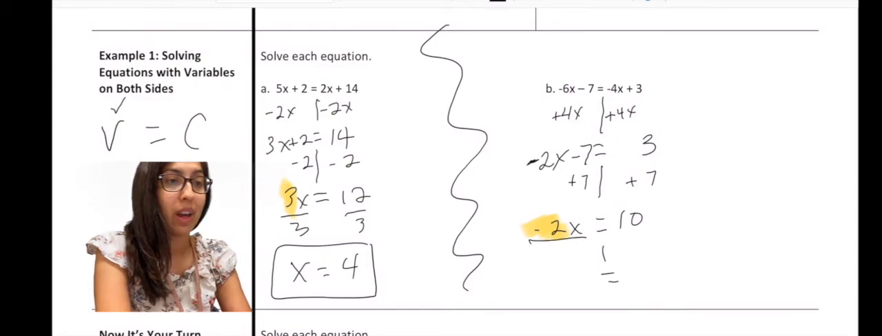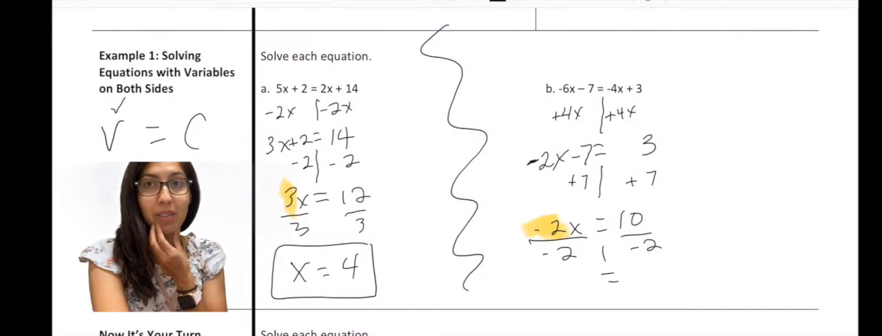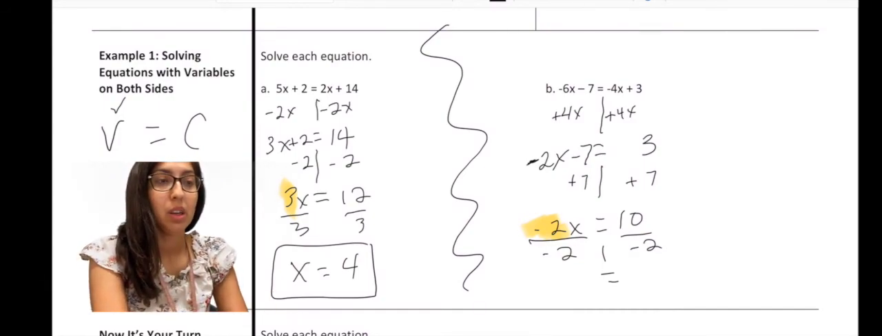So we're going to divide by negative 2. If you don't divide by the negative 2, you're going to be left with a negative x, and you don't want that. You want a positive x. So x equals negative 5. And that is it.